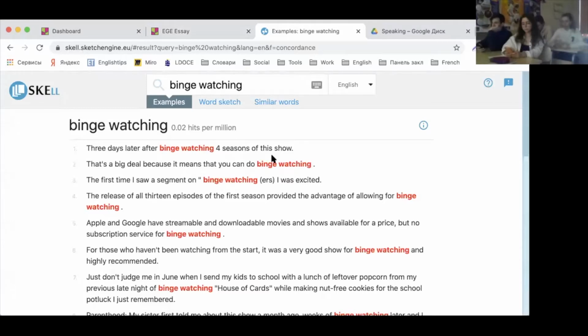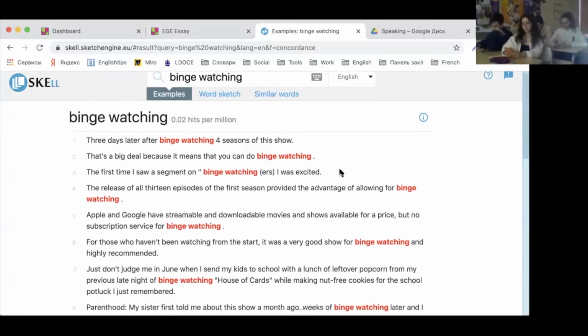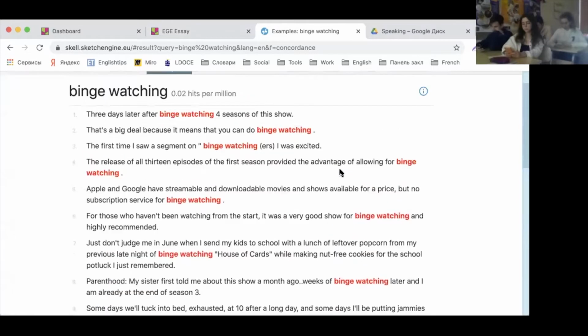So we've got some examples. These are examples from all the texts that exist in the English language. So it's similar to the British National Corpus, a collection of texts where you can find extra examples if you don't know how the words work together. So binge watching, again, turn to your partners and talk about the examples you find relevant. Good examples we've discussed.